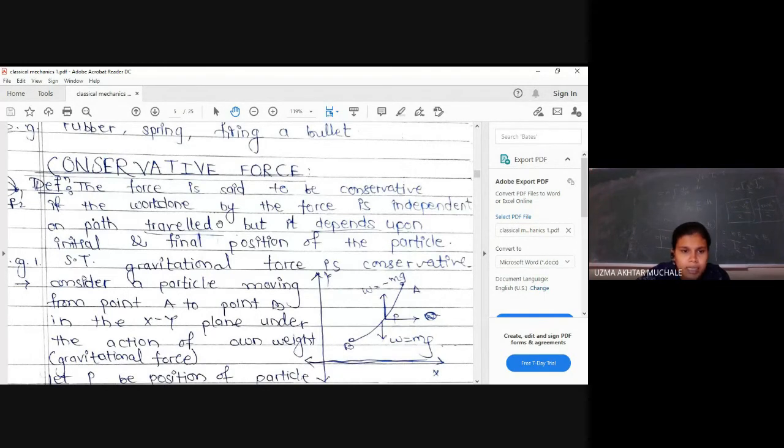So what it is saying is that the force is said to be conservative. That means the work done by the force is independent of the path travelled, but it depends on the initial and the final position of the particle. Have you understood the definition?